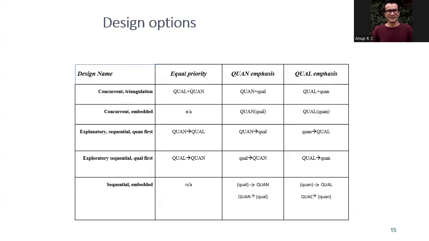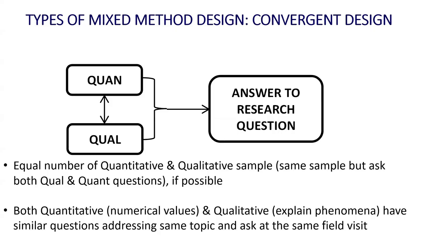Even in exploratory, qual and quant can have equal priority, one after the other, or you do a smaller section of qual and then a bigger section of quant, priority to quant. In this way, there are different types. So how much priority you give and in which way you are assessing, that matters, either concurrent, sequential, or qual emphasis or quant emphasis.